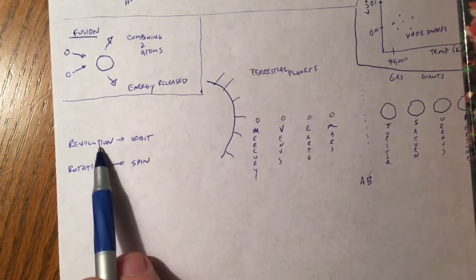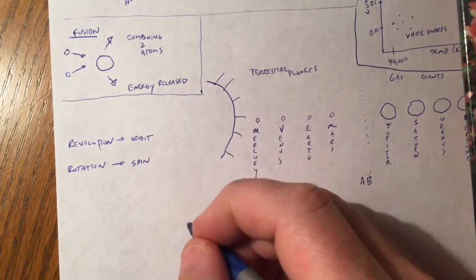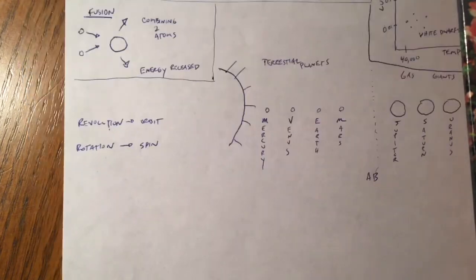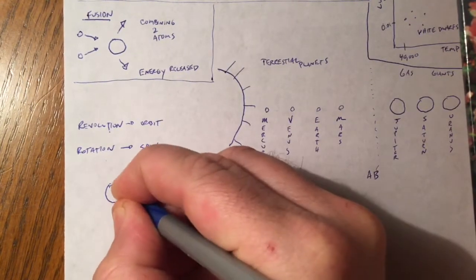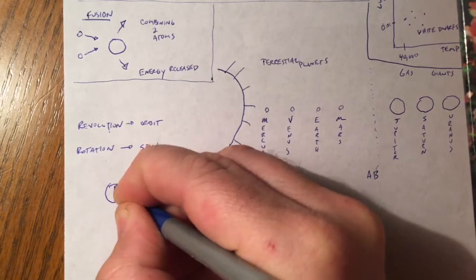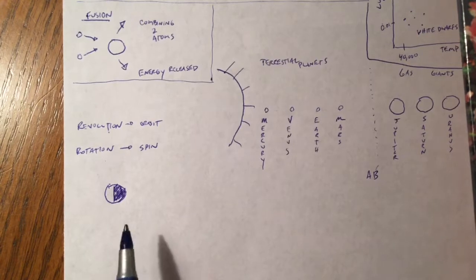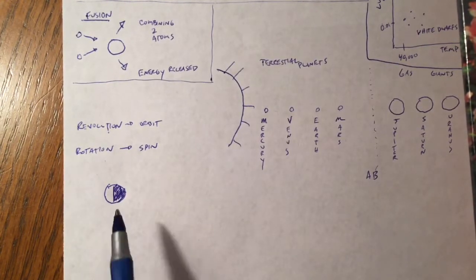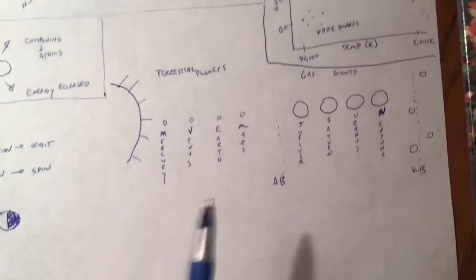So revolution is orbiting a star, rotation is spinning on its axis. And all the planets, in fact any celestial body, is always going to be half illuminated by the sun and half dark. And so that rotation is also related to their day length, because when you're on the light side, it's daytime. When you're on the dark side, it's nighttime.